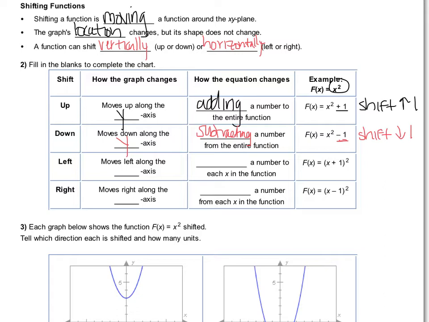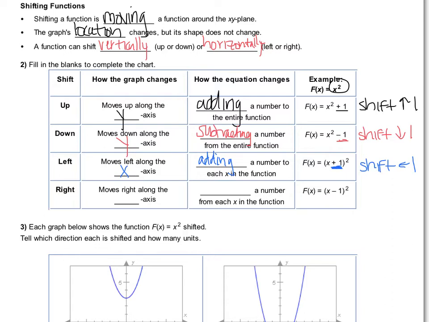Now, shifting it left and right gets a little bit trickier, and this is something you just have to be really conscious about. If I want to shift it left, then I'm moving it along the x-axis. And this is the weird part. I am adding a number to each x in the function. So notice that this time my plus 1 is in parentheses. Anytime you have a number in the parentheses, you're shifting it left or right, and it's the opposite direction. Typically when you think plus 1, you think you're moving it to the right one, but in reality a plus 1 is going to shift it left 1.